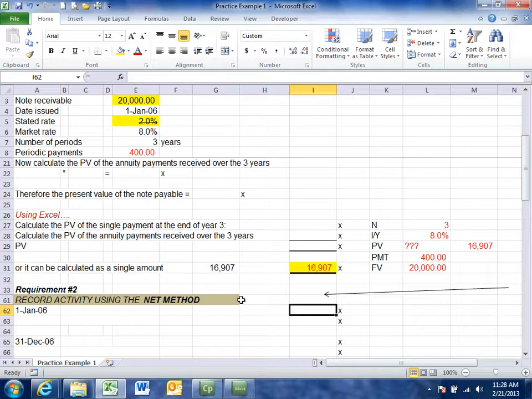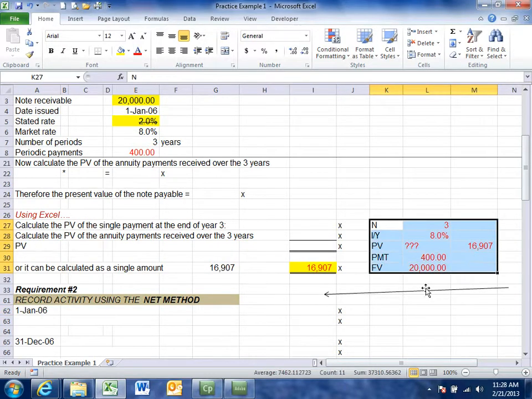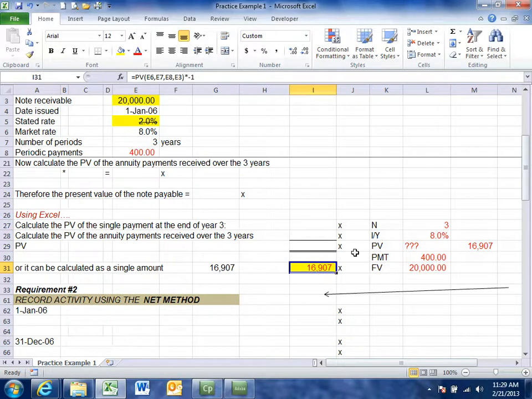So let's just refresh. We had that $20,000 note that we issued for services rendered. The stated rate was 2%, the market rate was 8%, and it was a 3-year note. And the periodic payments, which is the interest we received, were $400. That was based on the note receivable and the stated rate. In the last video we calculated the present value of this note. You can do it using your calculator, so show me the N, the IY, the PV, the payment, and the future value. Or you can do it using Excel and the PV function. Either way, you come up with a present value of 16,907.